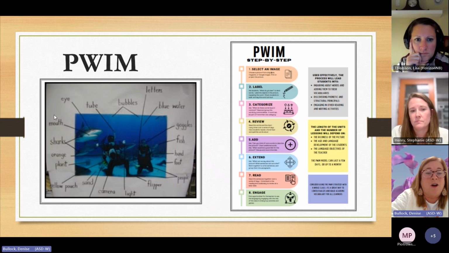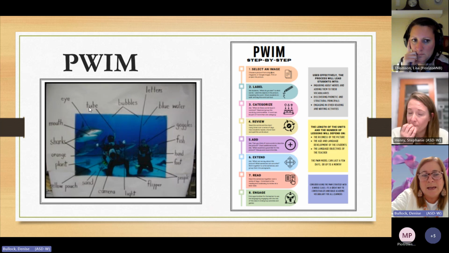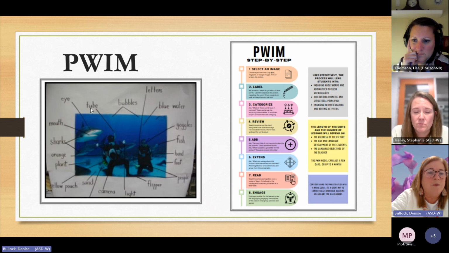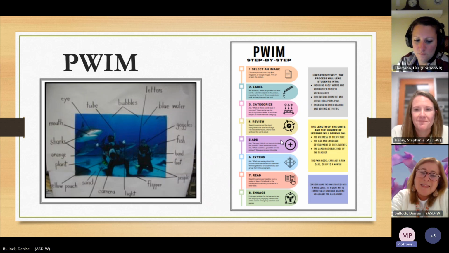I review these words often so that they are able to read them. We talk about some letter patterns in the words, things that can maybe help them, like letters has two T's, flippers has two P's, just some different things like that. How the silent E makes the U say its name, so the U says you. Just different things like that that you can go over as you're reviewing these vocabulary words.